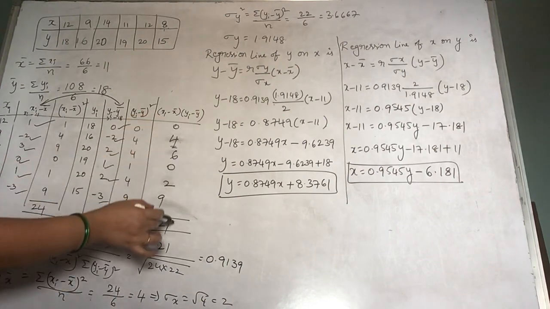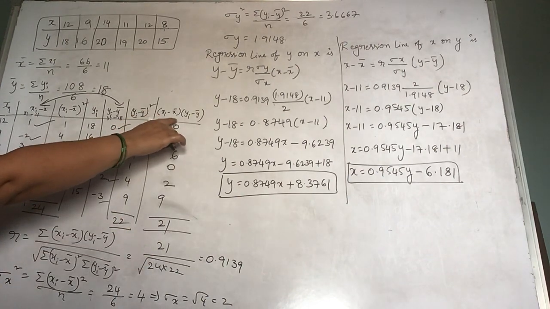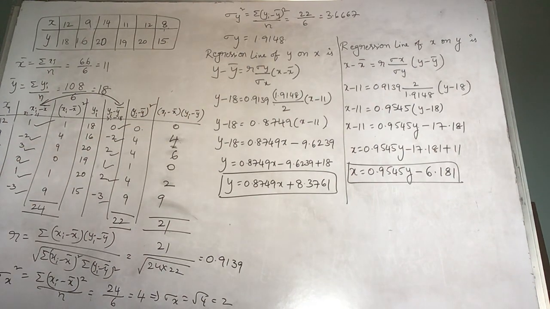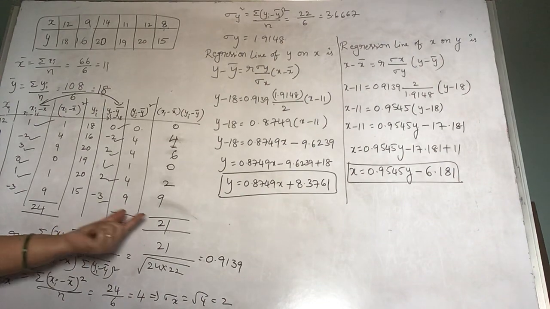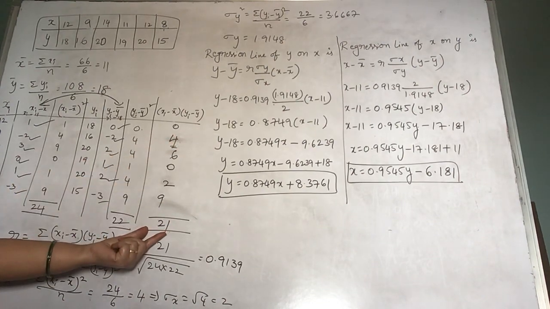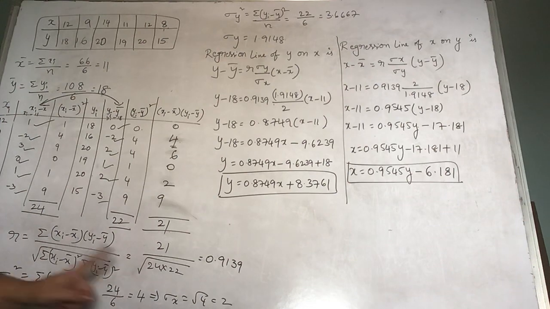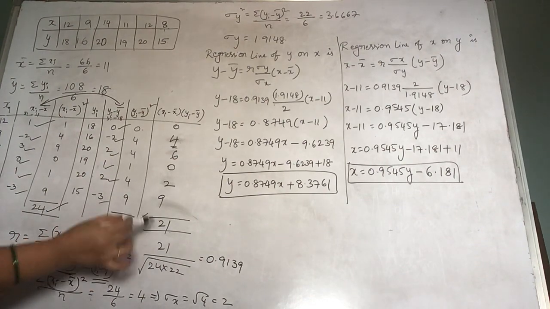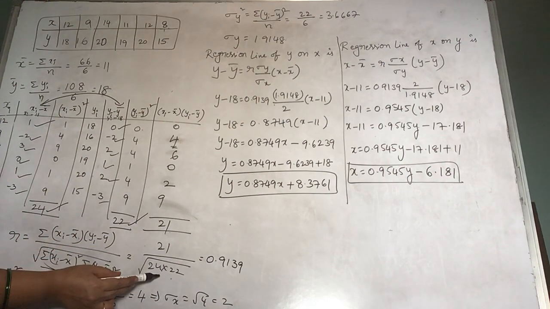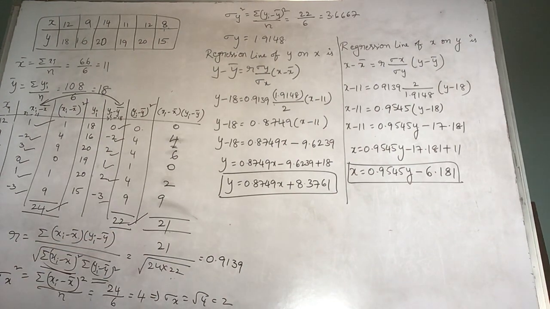Now add all these values, we get 21. So summation of (xi minus x bar) into (yi minus y bar) is 21. Now we have to substitute all these values in the coefficient of correlation formula: 21 divided by square root of (summation of (xi minus x bar) whole square, which is 24, and summation of (yi minus y bar) whole square, which is 22). That is 21 by root of 24 into 22. Now we simplify this value, we get 0.9139.